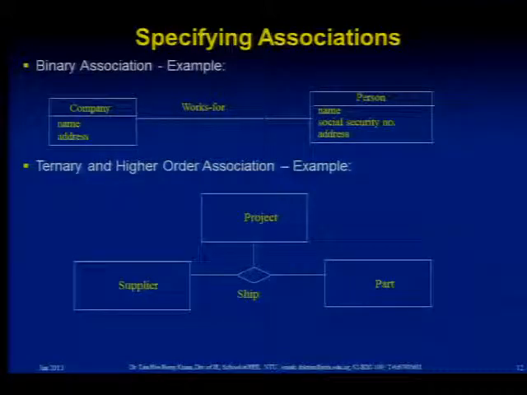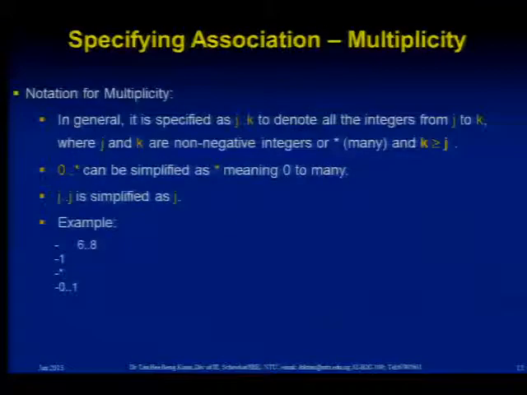Below, this association is to define the ship interaction between supplier, project, and part, to specify all the parts shipped to projects by suppliers. Different parts may ship to different projects, maybe by different suppliers, or from the same supplier. All are specified by this ship association, a ternary association. So we have already seen the basic notation for specifying association.